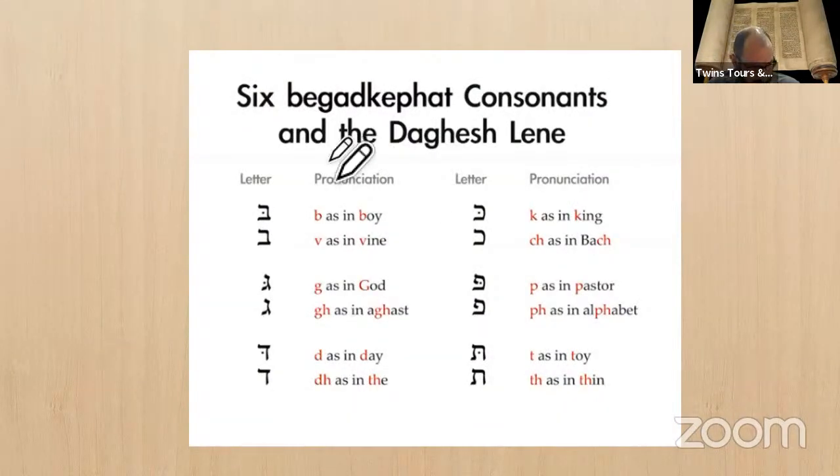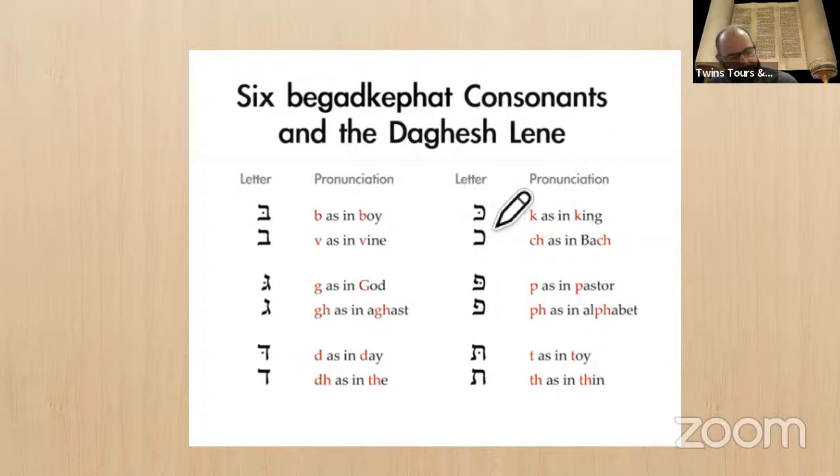We learned about the 6 Baged Kafet, all right? The Bet, the Kaf, the Gimel, the Pei, the Dalet, and the Tav, which we're going to revise also today. With a dot, it's strong, Be. Without a dot it's like Ve. And Gimel with a dot is like God, and without a dot it's like Ra. Dalet with a dot, the Gesh, is like D, Day, but without a dot it's like Ve.